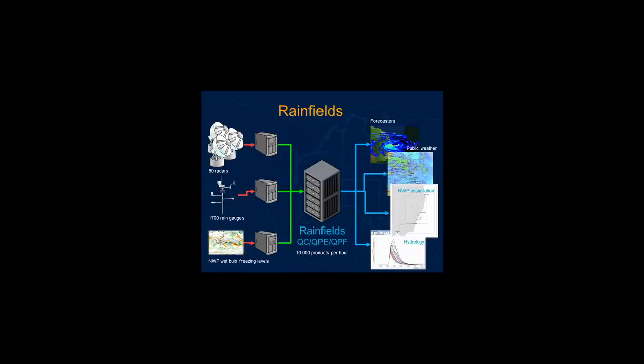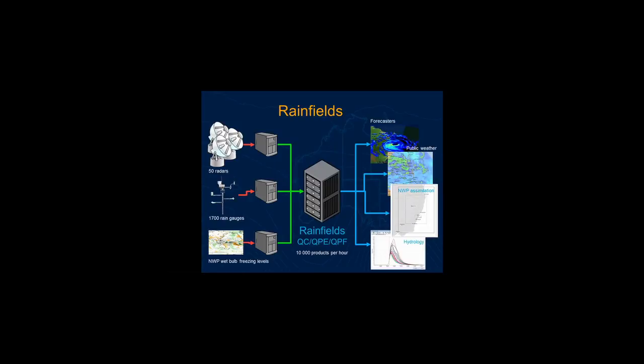Rainfields itself is an application that takes in the data from the 50 radars. It takes in the 1700 real-time rain gauges, the 30-minute rainfall accumulations from the rain gauges, and it takes in a fair bit of information from the numerical weather prediction models. And these data come into the Bureau and are fed into an application that we run at the head office itself and also in our disaster recovery site. So it's a centralized processing system.